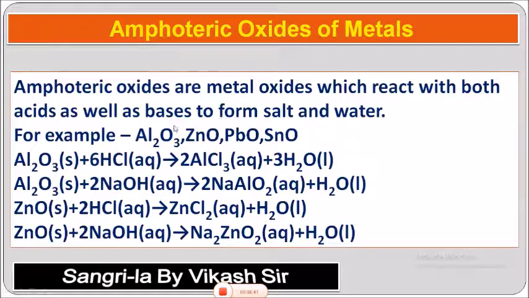as bases. For example, you are seeing here aluminum oxide reacts with hydrochloric acid, and also aluminum oxide reacts with sodium hydroxide. In the same way, zinc oxide also reacts with hydrochloric acid, and zinc oxide also reacts with sodium hydroxide. So here we are seeing the oxides of metals react with acids as well as bases, and due to this characteristic these are called amphoteric oxides of metals.